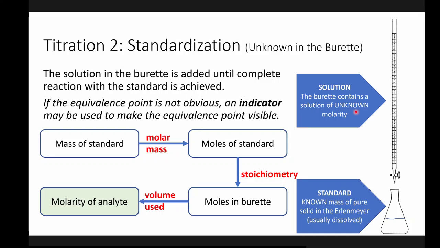So the moles of your standard are titrated by the solution in your burette, and from the volume used out of your burette, you can calculate the molarity. It always goes back to the same equation we used before. Volume times molarity equals moles. So if you know the number of moles and you know the volume added, you can calculate the molarity. So those are the two types of titrations that you can be presented with.